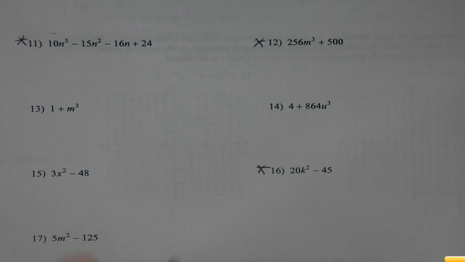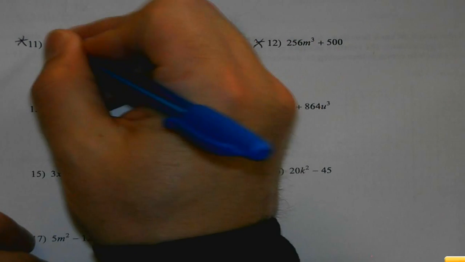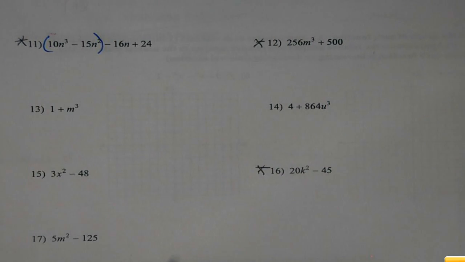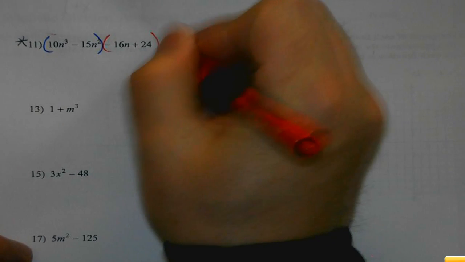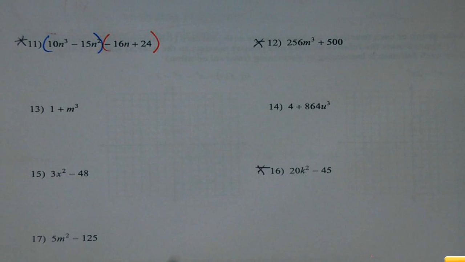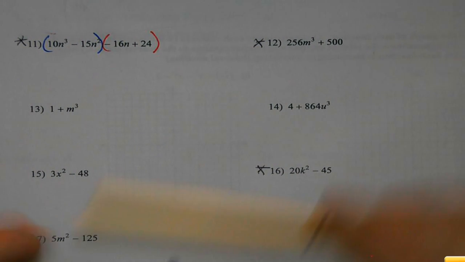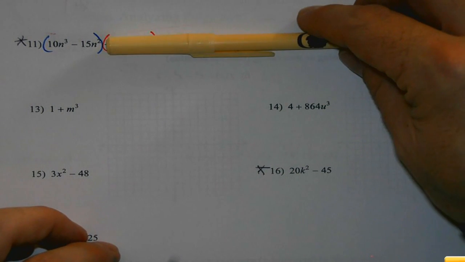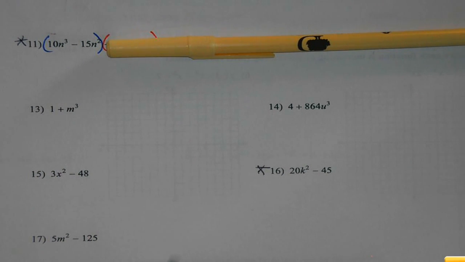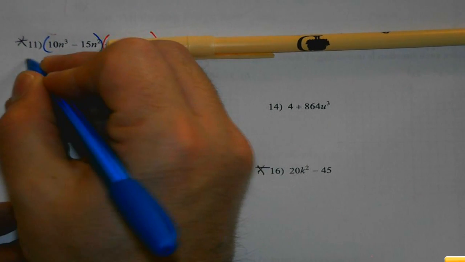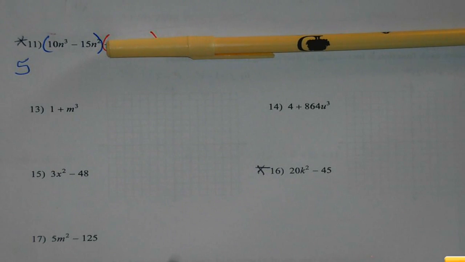So, when we're factoring, we are going to pair our terms off, and we're going to deal with them like two separate problems. So for instance, here on number 11, I look at those first two and I say, okay, is there a number that divides into 10 and 15? Yes, there is. Okay, the biggest number that divides into both is 5.